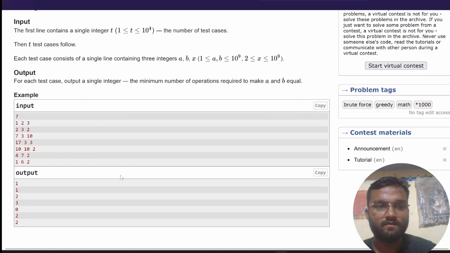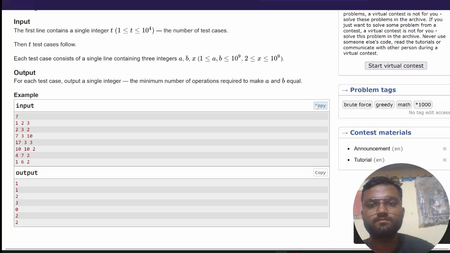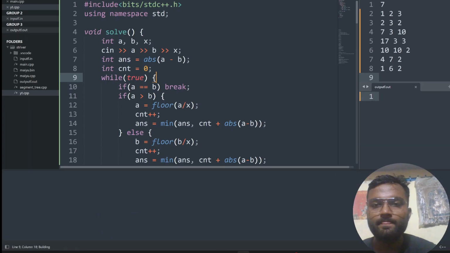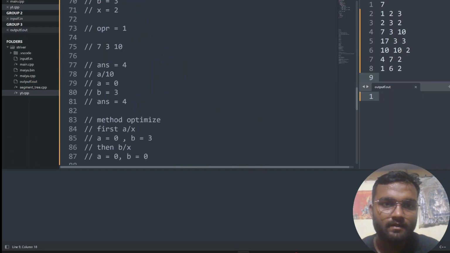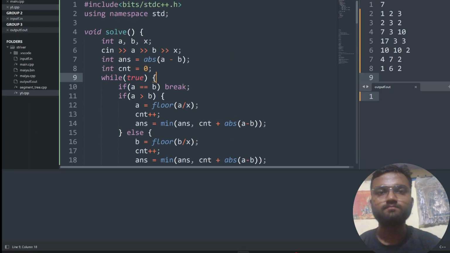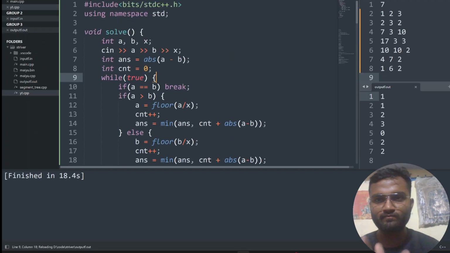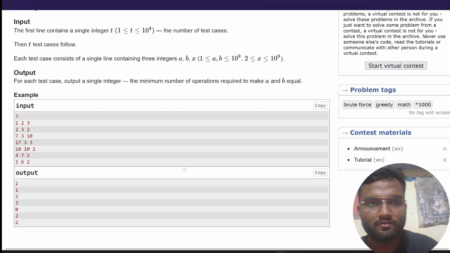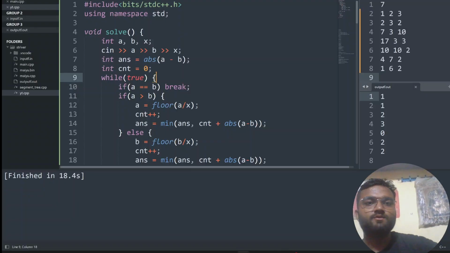So let's check whether it will work or not. We got something like a fault. The compiler is slow. Yeah, we have the output 1 1 2 3 0 2 2 2. So this way we have solved the problem.